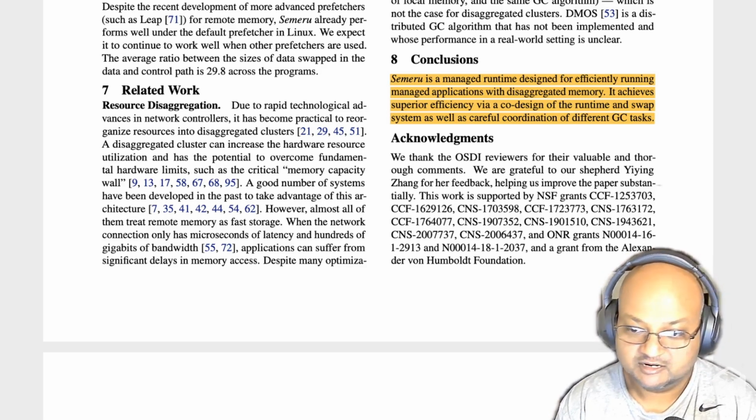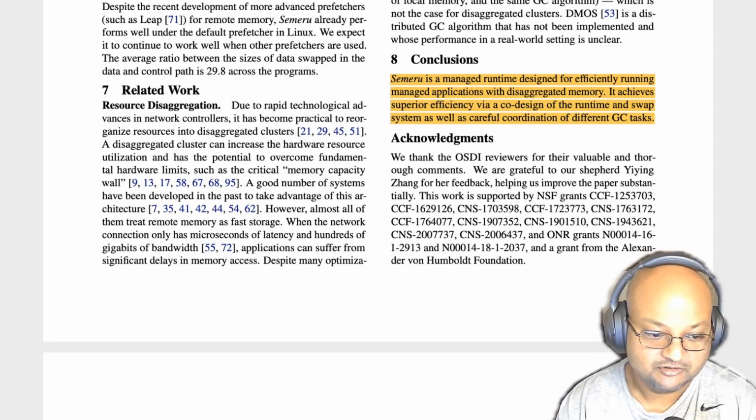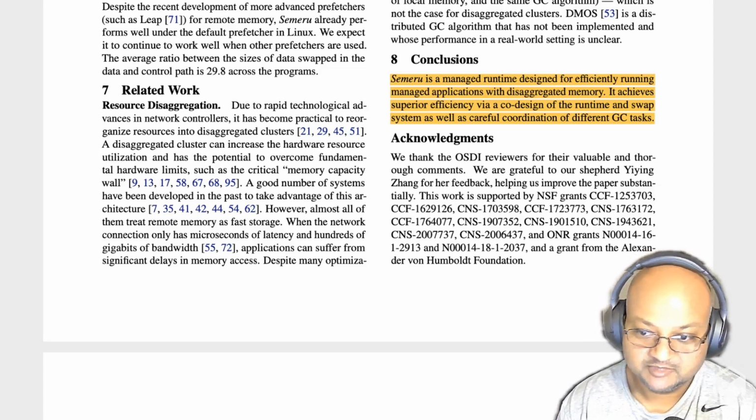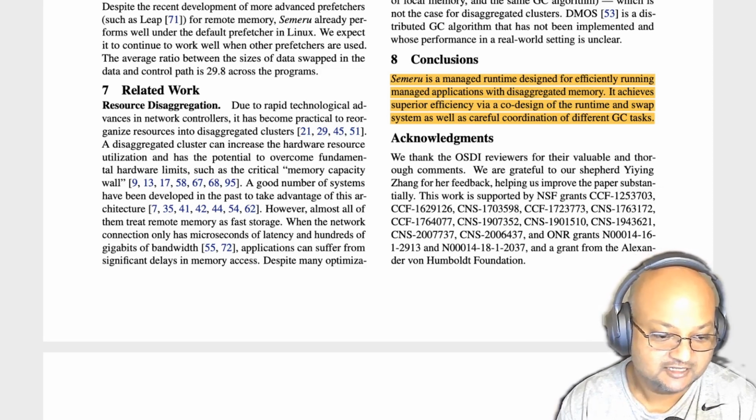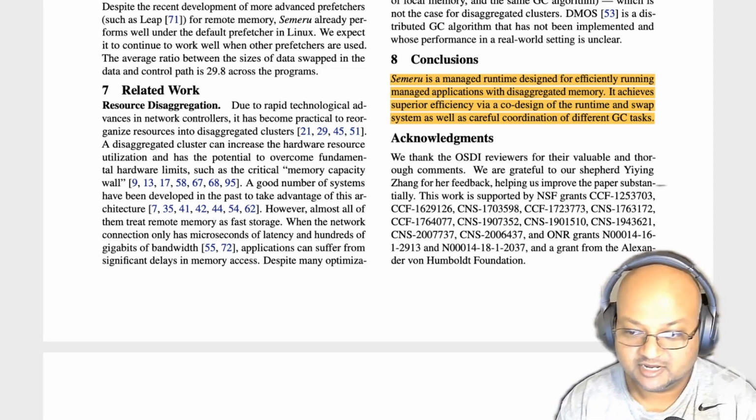So that was a quick look at a Java virtual machine, which was co-designed with the swap system as well as the RDMA system and the garbage collector, so that you can run unmodified Java applications on a disaggregated architecture. And that's an interesting design point in how to run applications in a disaggregated data center.